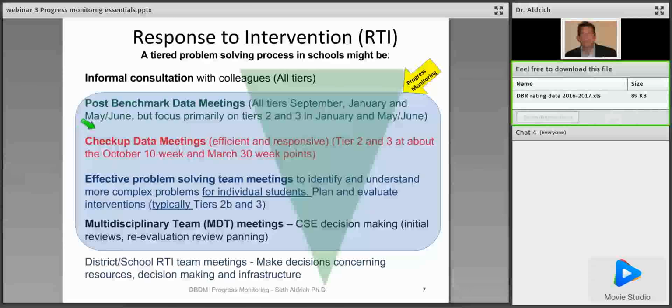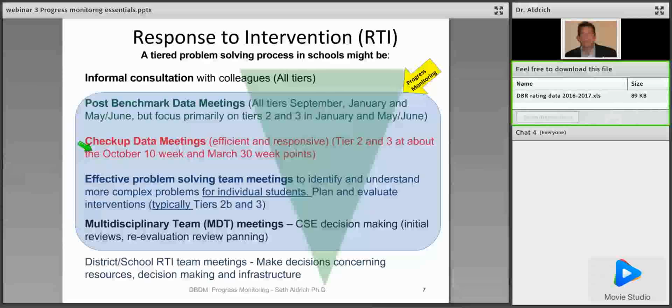It becomes much easier. And that might include post-benchmark data meetings. This is where progress monitoring would be discussed, and at the fall meeting is when we would plan it. We'll talk about that. Then there are check-up data meetings. Every school does this differently.